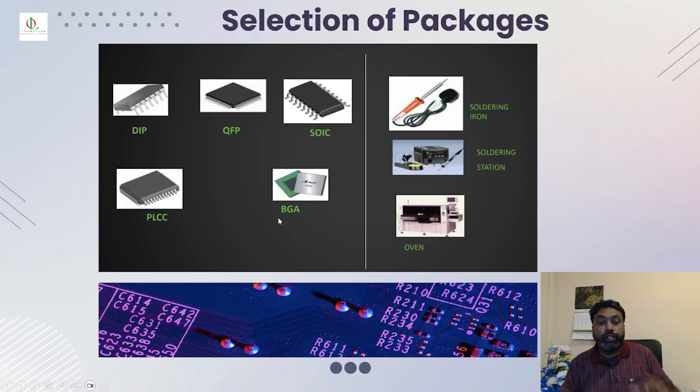So if you want to mount this BGA, you can't do that with a simple soldering iron or soldering station. You need an oven with a certain amount of heat to solder and mount it. So that adds to the complexity of the design, and also the cost involved. Whereas a small DIP chip, you can mount it with a soldering iron. So that's why you need to be really careful in picking the package, thinking of the cost and the work involved. So this is about the packages.